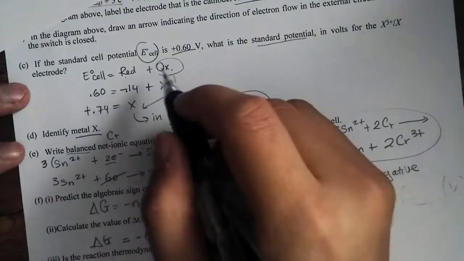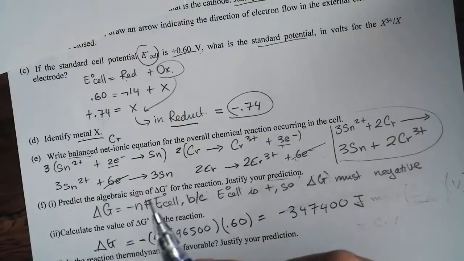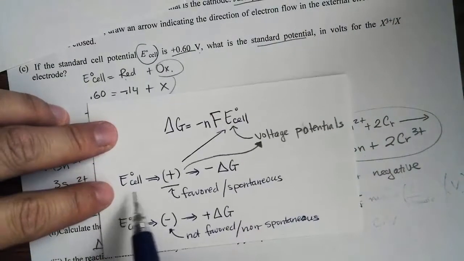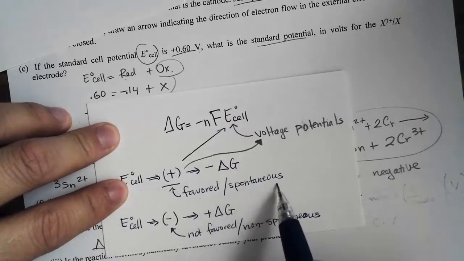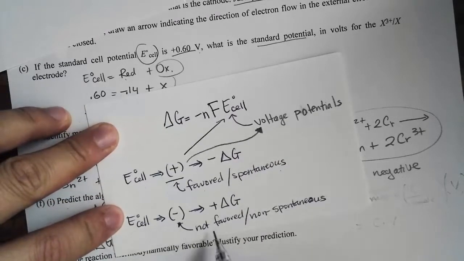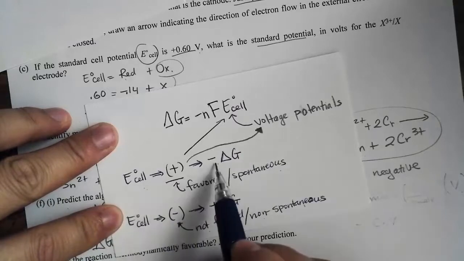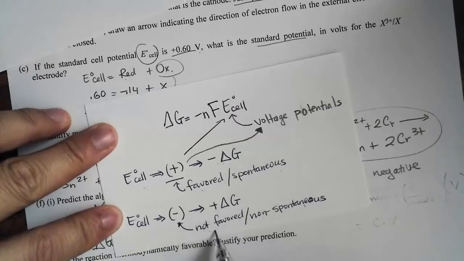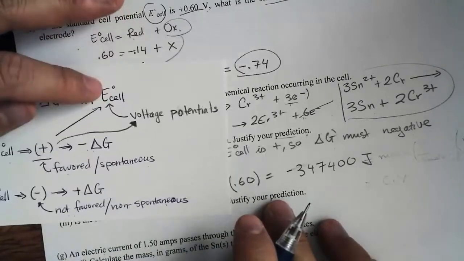There are multiple ways. One way is that we realize that there's a pattern that we have to memorize. When you have E cell positive, you would have favorable or spontaneous. When your E cell is negative, you have not favorable or non-spontaneous. But in terms of delta G, we know right away, if delta G is negative, we would have favorable. If positive, we have non-favorable. So you decide in terms of your justification, but I like to use E cell.